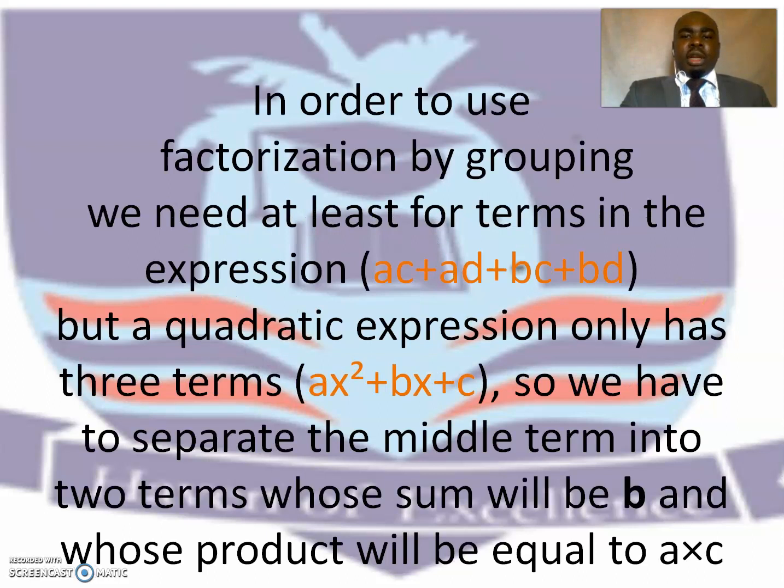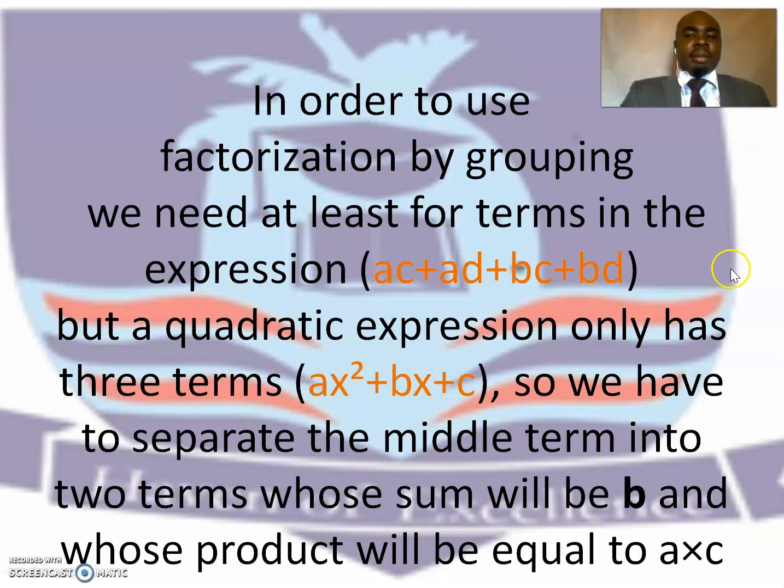However, in order to factorize by grouping, we know that we need at least 4 terms in this form, AC plus AD plus BC plus BD, where there is no single common factor, but for each 2, there is a common factor. In this case, we only have 3 terms, so it's not possible to use factorization by grouping when the expression still looks this way. However, we can still use factorization by grouping if we separate this middle term, this bx, into 2 terms, which will then make this 4.